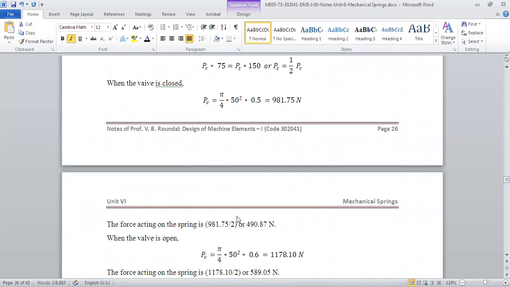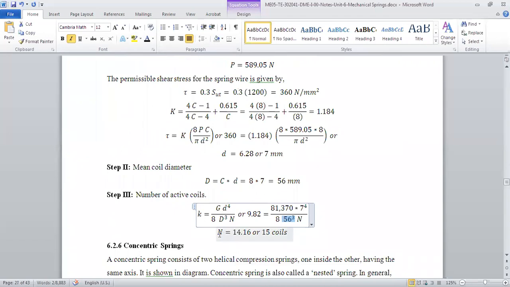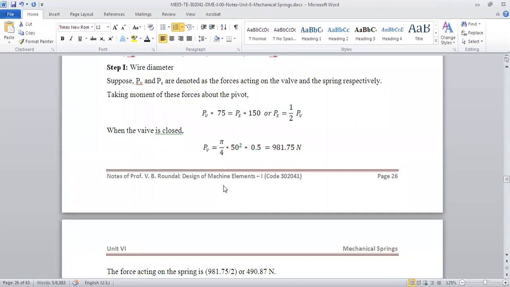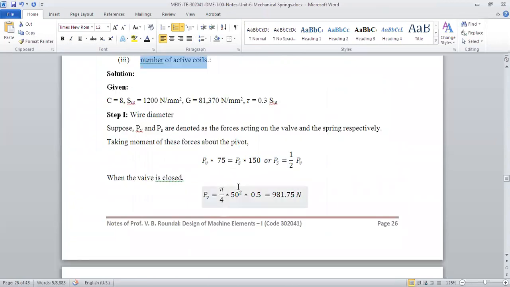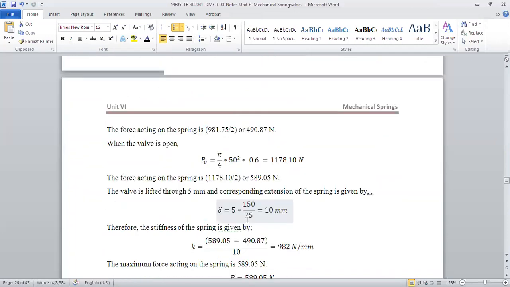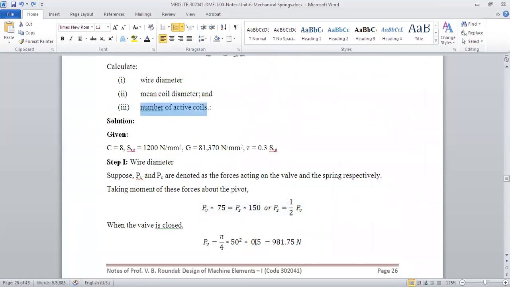Now see, if the ends are specified, we have to add 2 to that, because of active and inactive coils. So these are the number of active coils they have asked. If they had asked for the total number of coils, then the ends come into the picture, and we'll add 2 if they are the ground and flat ends, right? But they have asked only for the number of active coils.